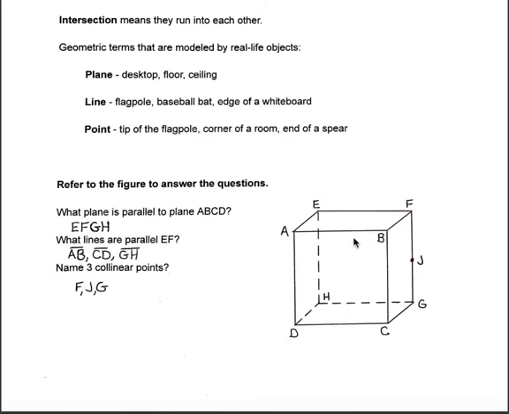Now name 3 collinear points. That would be right here. F, G, and J are collinear. They're all on the same line.